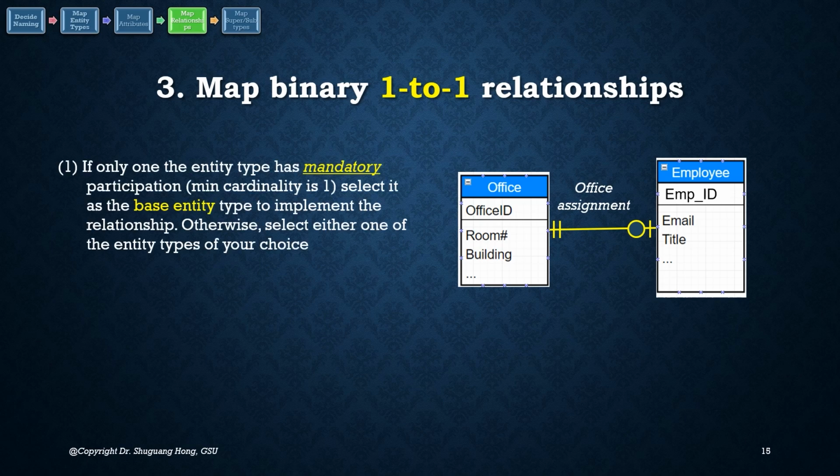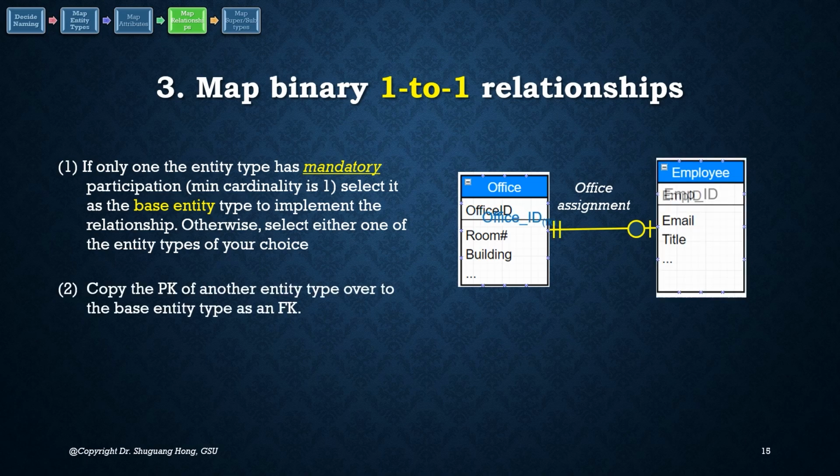The first scenario is that only one of the entity types has the mandatory participation. In this case, that entity type is selected to add the foreign key referencing the primary key of another entity type. In this example, employee has the mandatory participation, so the foreign key, office ID, is inserted into it to reference office's primary key.